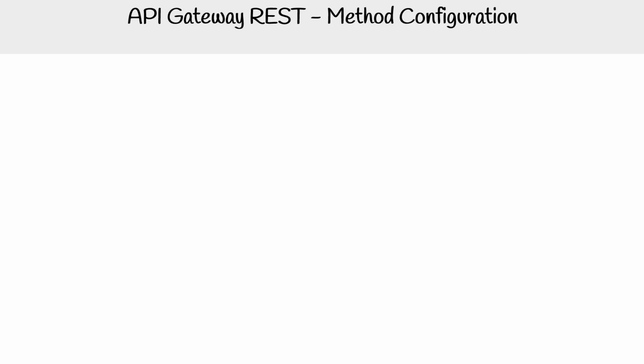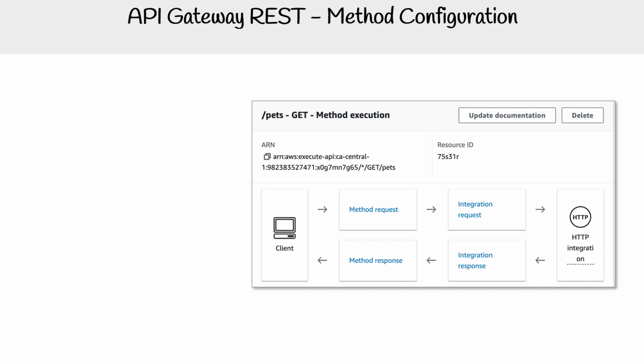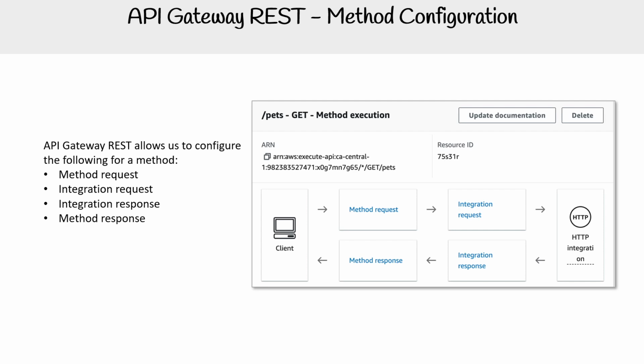So the huge advantage of using API Gateway REST is the ability to configure methods in great detail. The idea is that you have your client that goes from a method request to an integration request that goes to your integration. Then you have your integration response and your method response. So you have that idea there.